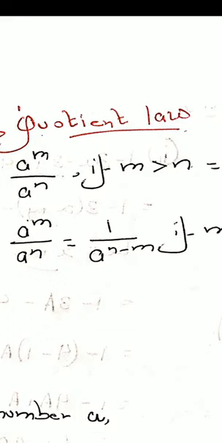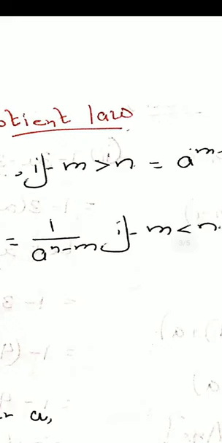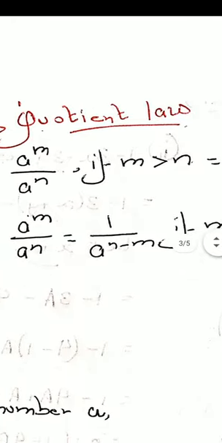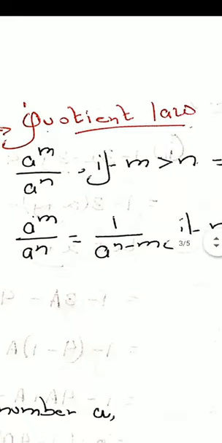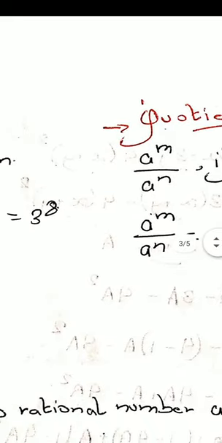In the second case, if I have a to the power m divided by a to the power n, and m is less than n, that means the power in the numerator is less than the power in the denominator, then I should have 1 by a to the power n minus m. So if I had a to the power 3 divided by a to the power 5, I should have 1 by a to the power 5 minus 3, that is 1 by a square. I hope you are clear with the product law and the quotient law.